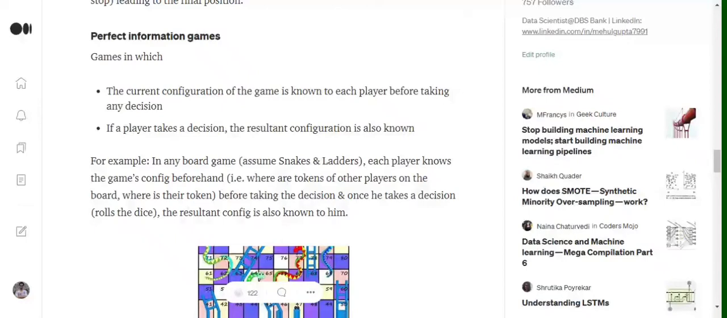It's time to discuss what is a perfect information game. So in a perfect information game, a game has to fulfill two conditions. The current configuration of the game is known to each player before taking any decision. That is, what is the other player's position currently? And eventually, if he takes some decision X, what would be the resultant configuration?